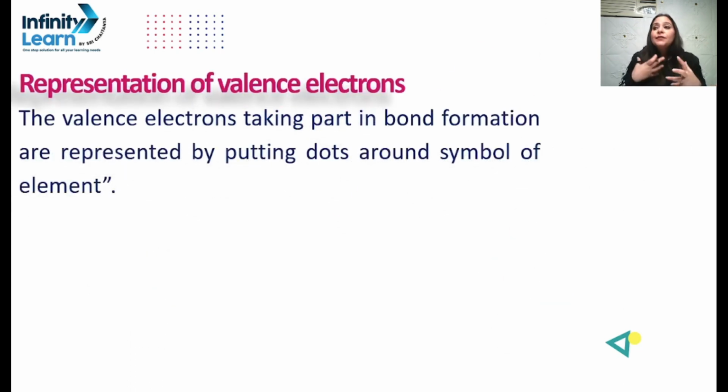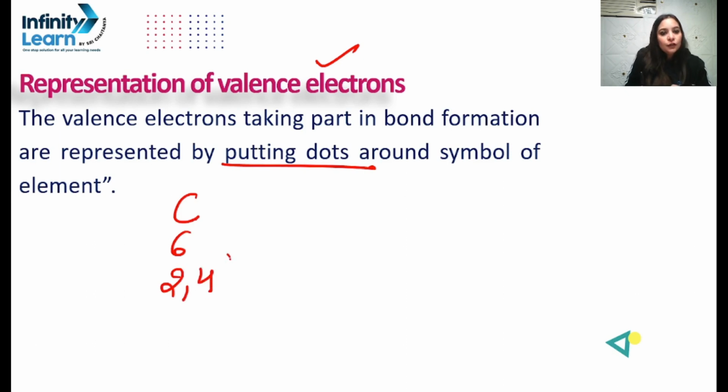As we know that only the valence electrons are going to participate, whenever we are forming any sort of bond, we show valence electrons with certain symbols. Lewis is the scientist who gave an idea of how we can represent those valence electrons. He said we can represent the valence electrons by putting dots around the symbol. For example, carbon has atomic number 6 and configuration 2,4. So the valence shell electrons which will be participating are only 4. How can we show it? We can show it by putting dots around the symbol.